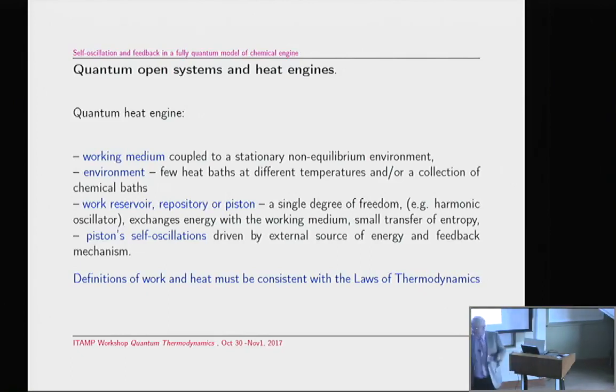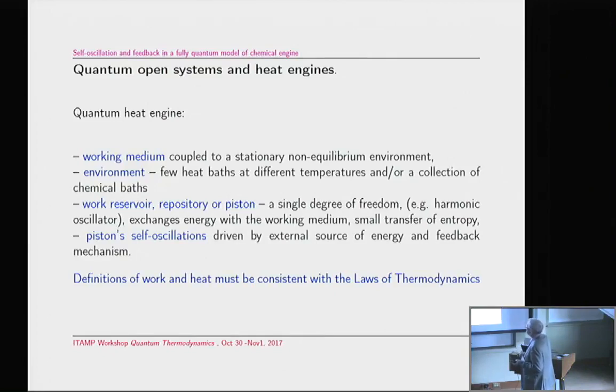This is a system which is essentially very simple. In most cases it can be a single degree of freedom, and even a harmonic oscillator is the most standard model for the system. And this piston exchanges energy with a working medium. And of course, the condition to have a real work repository is that there is a very small transfer of entropy, small in comparison to other things. So we need energy transfer with small transfer of entropy. And then we also need a mechanism to make the system self-consistent. We need a mechanism of self-oscillation. So the energy from reservoirs should produce self-oscillation of this piston.